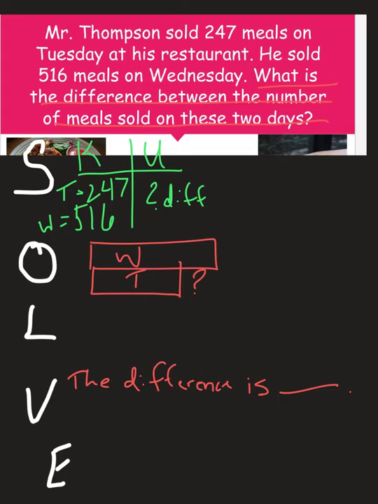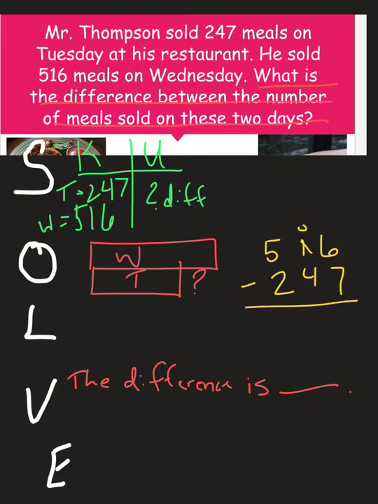I know a lot of people might say, well, once it says difference, we know to subtract. In some cases that's true, but we really want to think about the actual word problem and what it's telling us in the story. So now let's go ahead and launch, and we're going to put the bigger number on top because we know we're subtracting 516 minus 247.